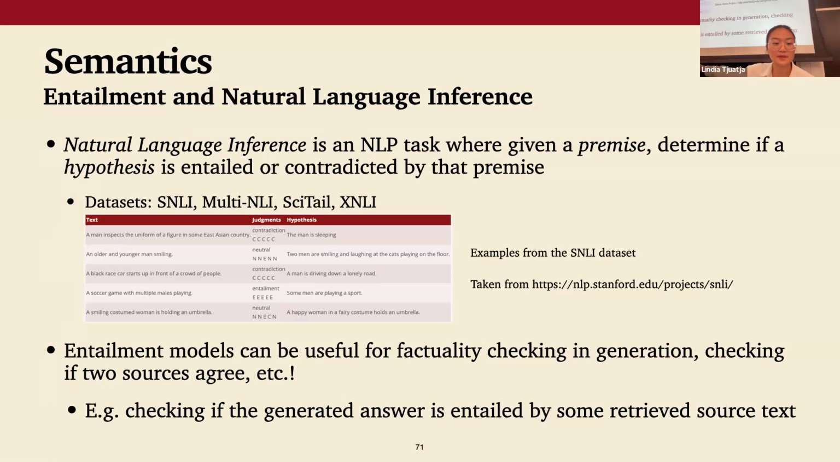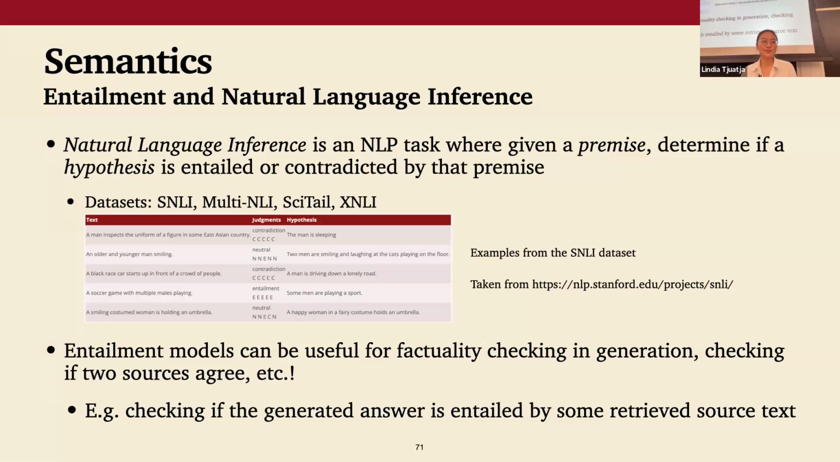I don't know if you guys can read, but one of the text premises is a man inspects the uniform of a figure in some East Asian country. These are all annotations of images, by the way, if they're a bit strange. And then the hypothesis given that text is the man is sleeping. Well, since he cannot be sleeping if he's inspecting uniforms, this is a contradiction given the premise.